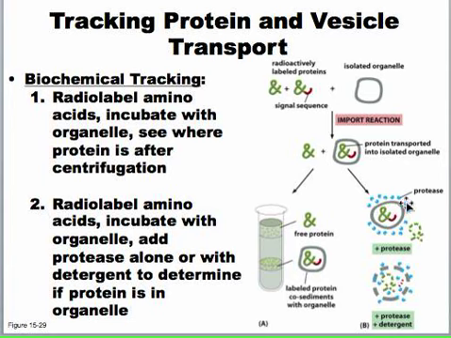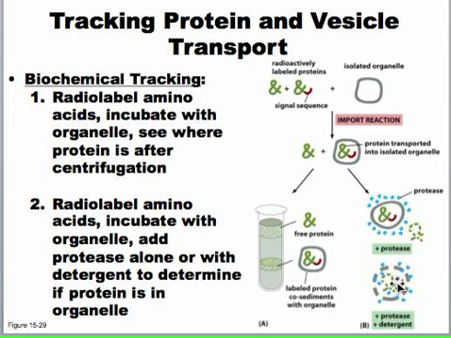The way you can verify that your protein is indeed inside the organelle is, now you can take that organelle with your protein inside of it and add detergent to it. When you add detergent, you're going to disrupt the membrane of the organelle. And if you also add more protease at this step, now you should degrade your protein.